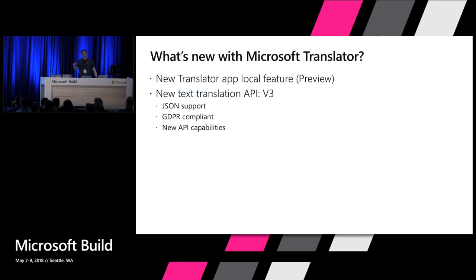The second news is we have a new version of the Microsoft Translator API. The V3 has just been released. It has a few capabilities. First, it has full JSON support. We dumped the XML, now we're a bit more modern in the way we return the translations. The second thing is GDPR compliance, so that's very important. If you're on V2, you need to migrate to V3.